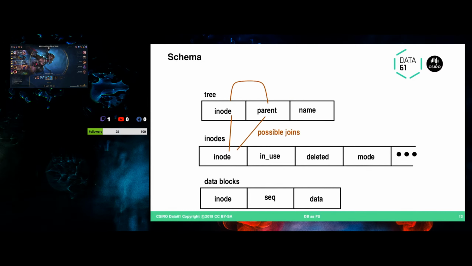This is the schema. You've got three tables. The tree table, which maps inode to parent inode to name. So it's indexed on name, and it's indexed on inode. So you can do a search on the inode to find the name, and you can do a search on the name to find the inode. That already gives you something that's better than most file systems, because you can't actually look up a name from an inode very easily. And by joining on inode to parent, you can get everything that's in a directory.